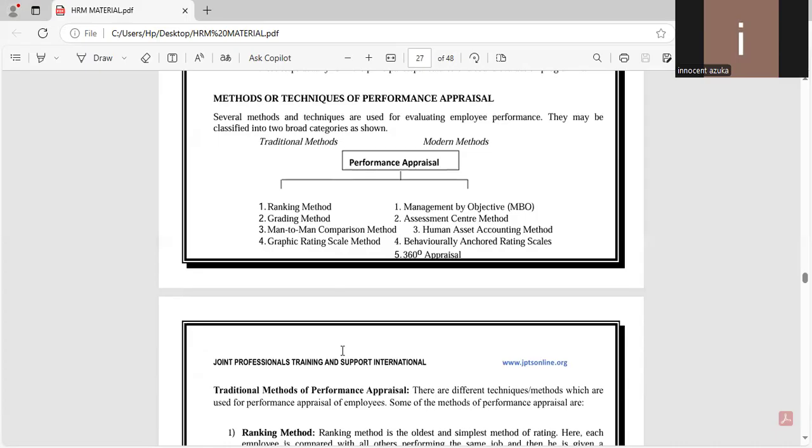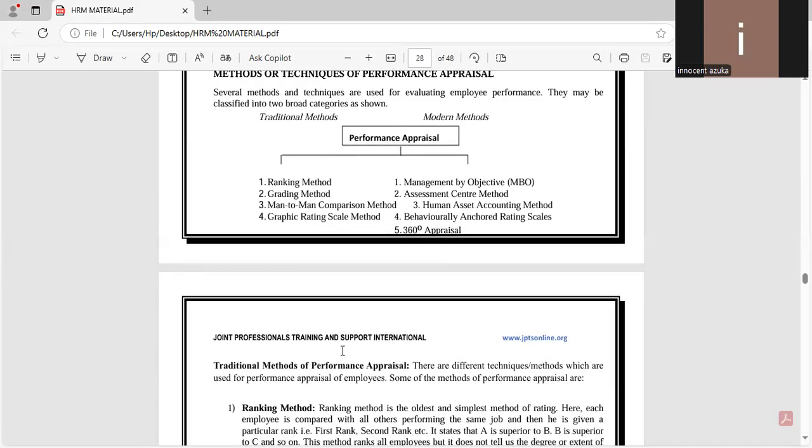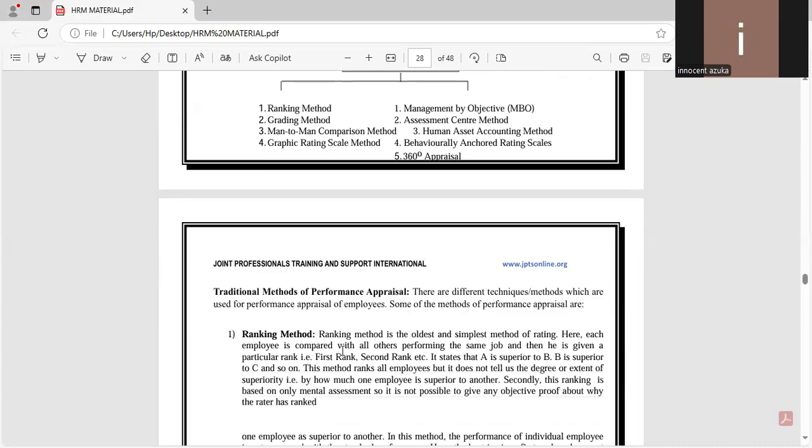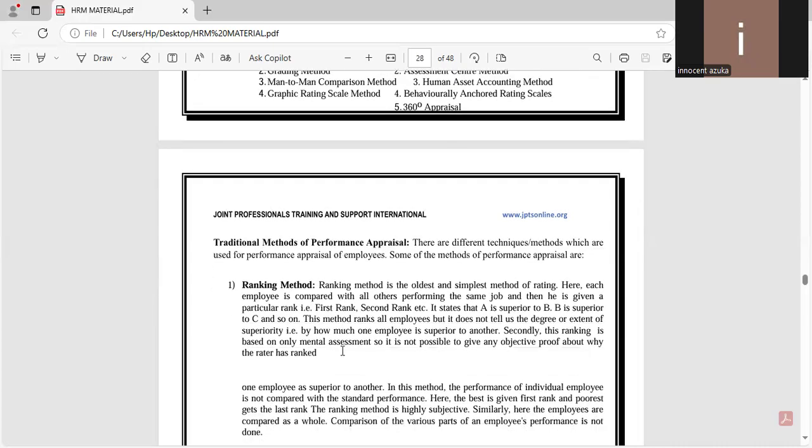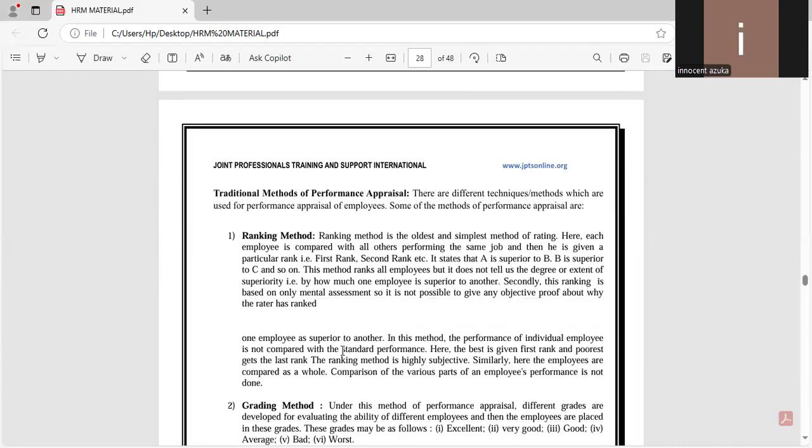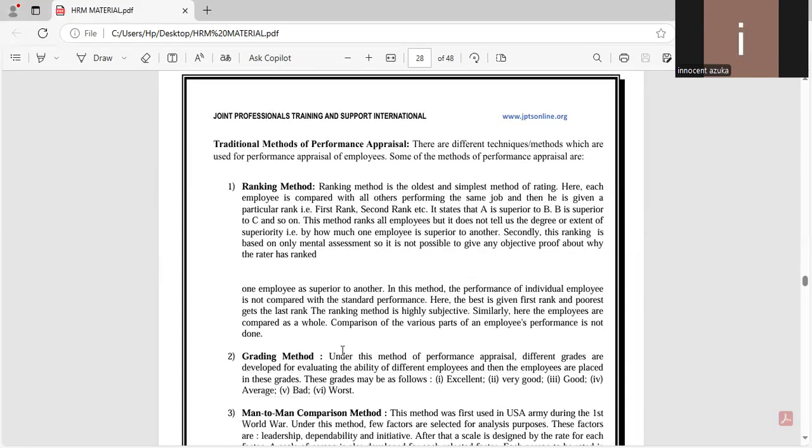The traditional methods include ranking methods. Traditional methods are different techniques which we use for performance appraisal of employees traditionally. Some of these methods are ranking methods. Ranking method is the oldest and simplest method of rating employees. Number two is grading method.